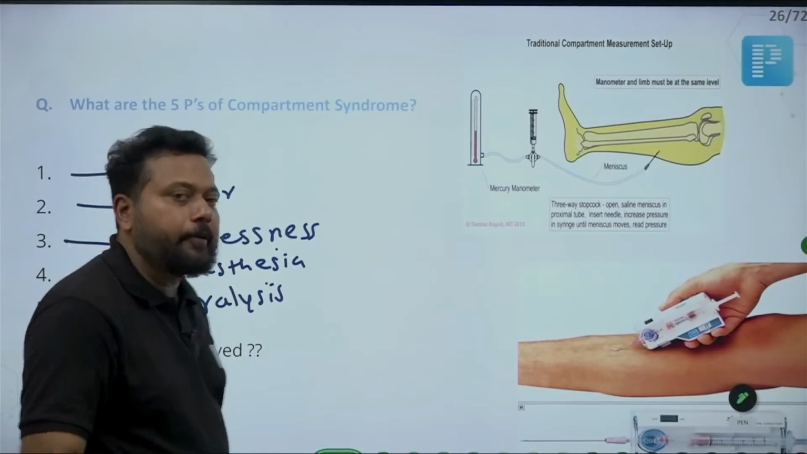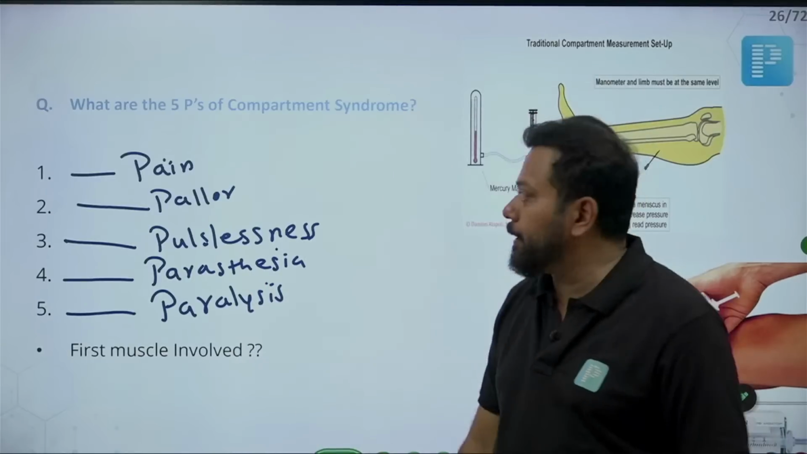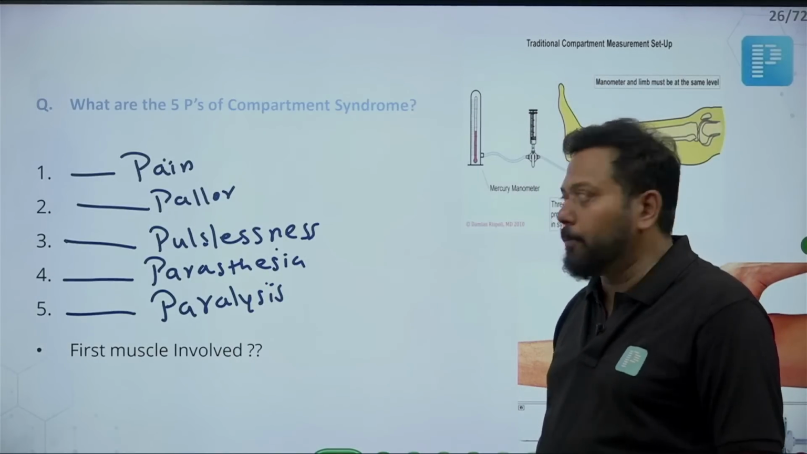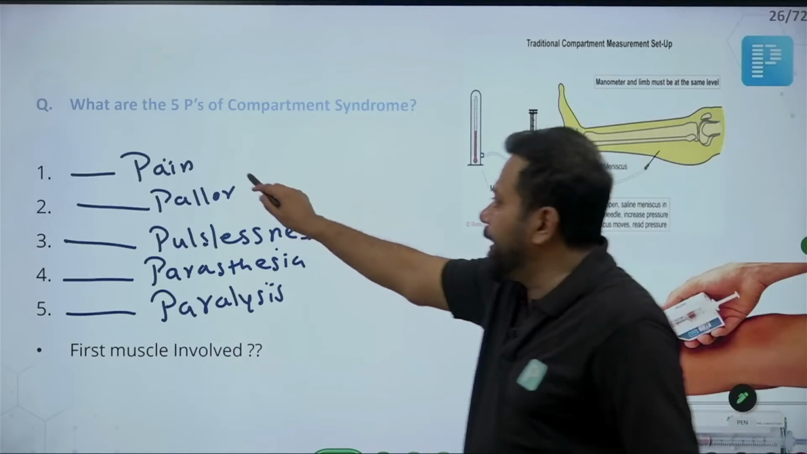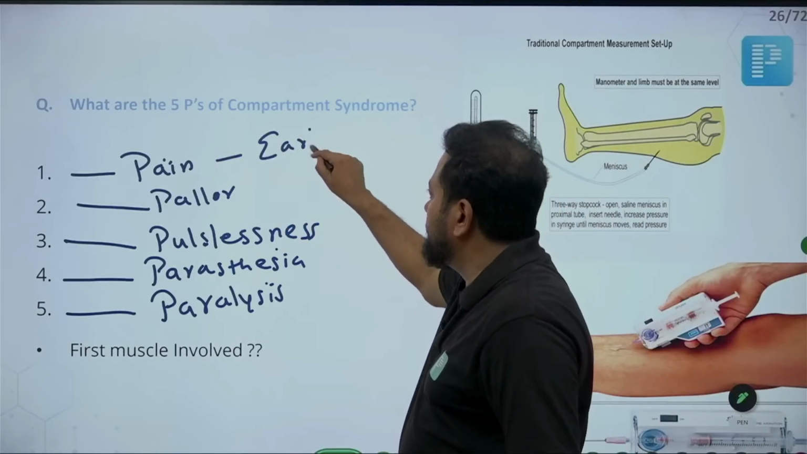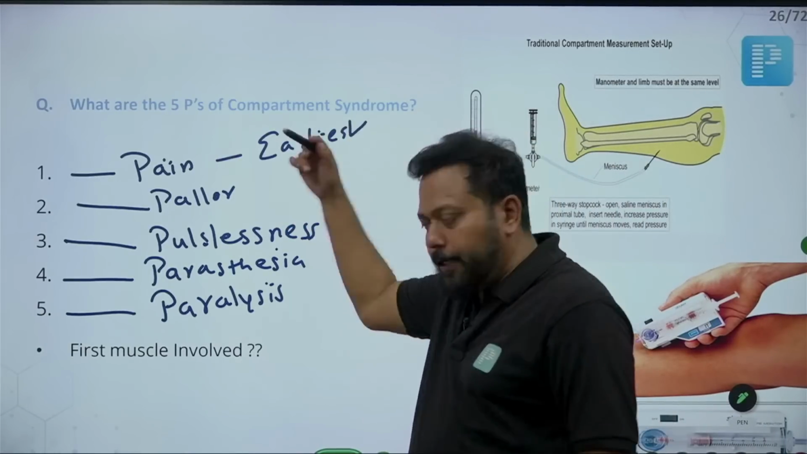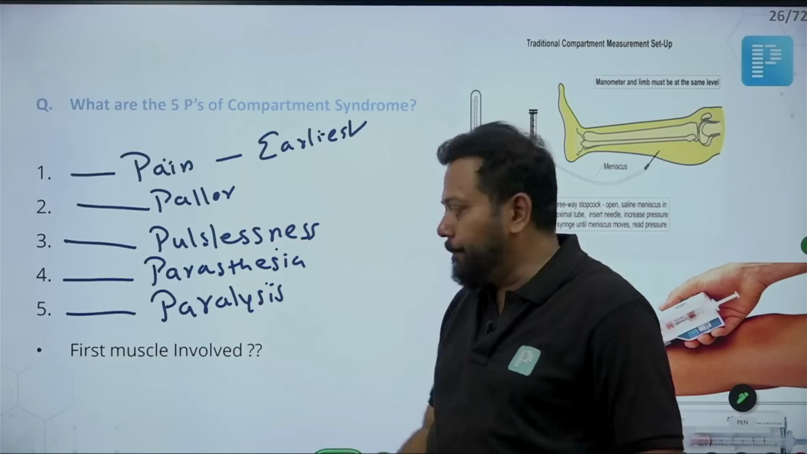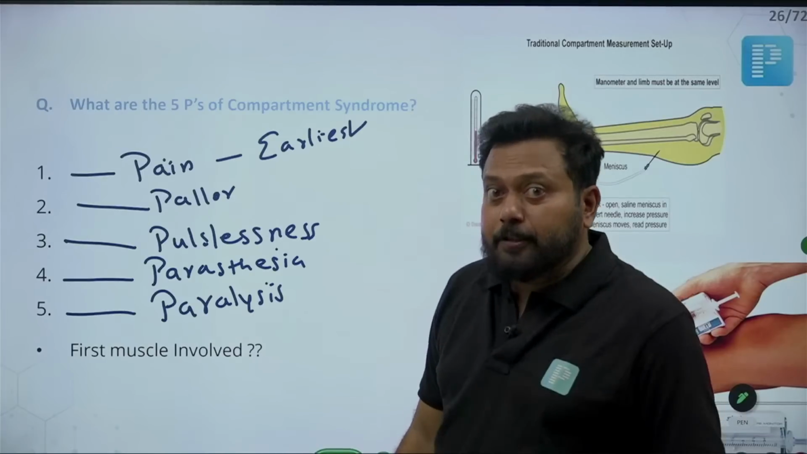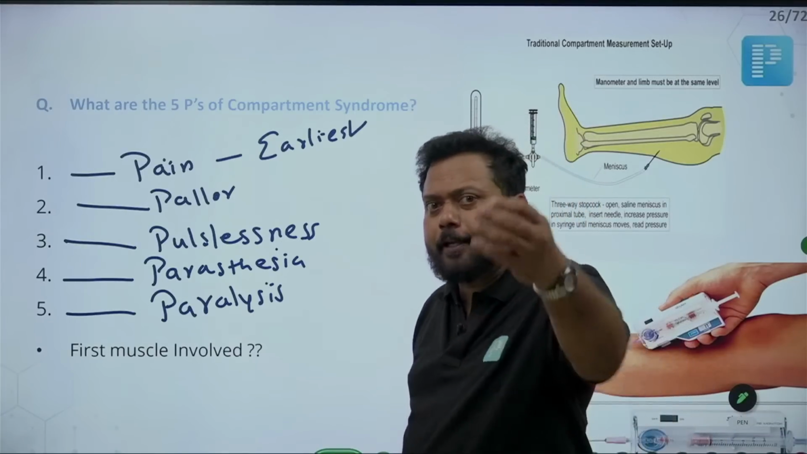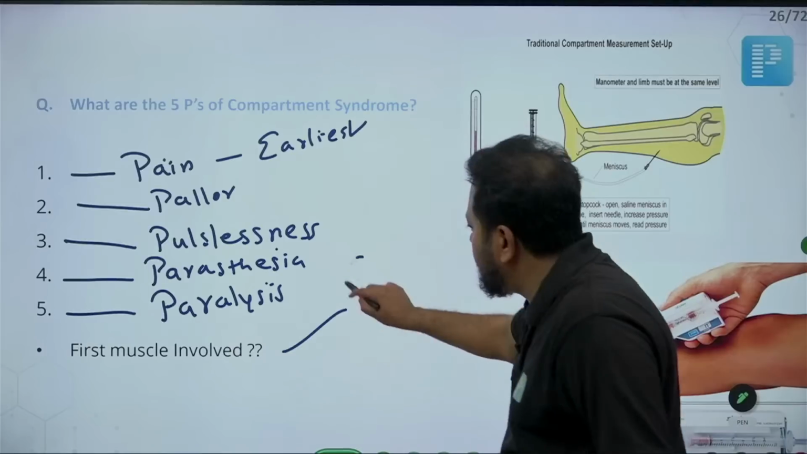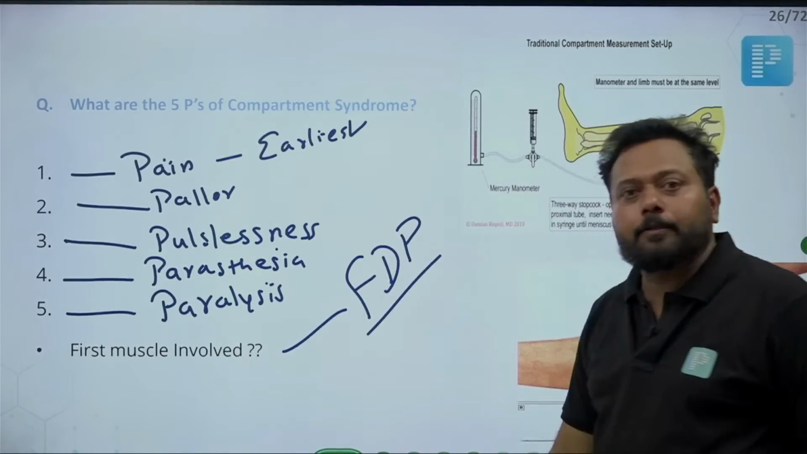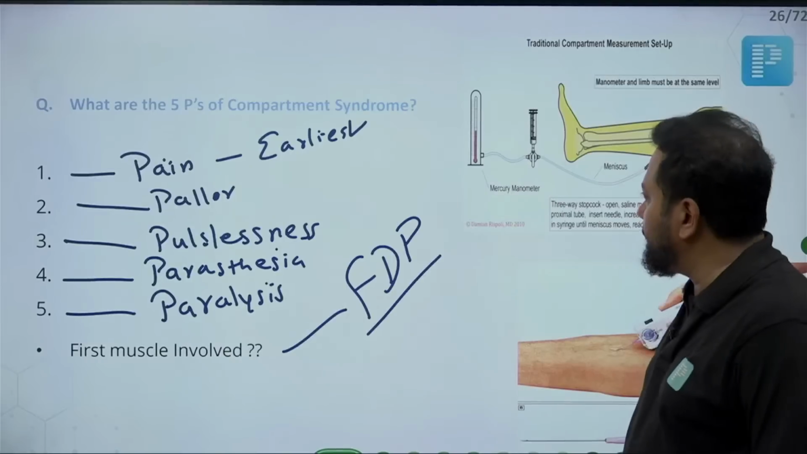Exactly, all these features have come several times in our Indian entrance exams. Dear friends, the famous 5 P's of Volkmann's ischemia or compartment syndrome. Stretch pain is the earliest symptom. Okay, this is an MCQ. Earliest symptom, then pallor, pulselessness, paresthesia, and the last thing is paralysis. What is the first muscle that is involved in compartment syndrome? A 10 lakh times repeated question. Answer is flexor digitorum profundus. FDP, flexor digitorum profundus, is the first muscle involved.